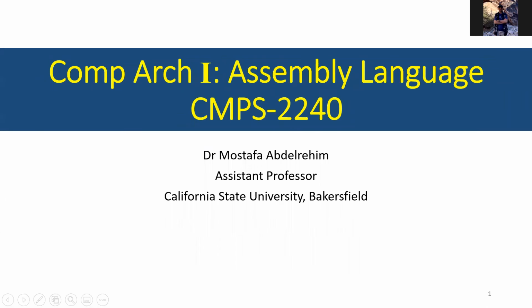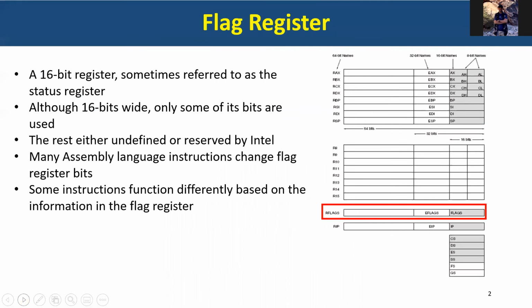In this video, we're gonna explore in more detail the flag register, because it's very important and we're gonna use it a lot in our assembly language. So this is the flag register. As you see here, there are many versions of that register. Basically, you have the 16-bit, then you have the extended flag, 32-bit, and you have even the 64-bit.